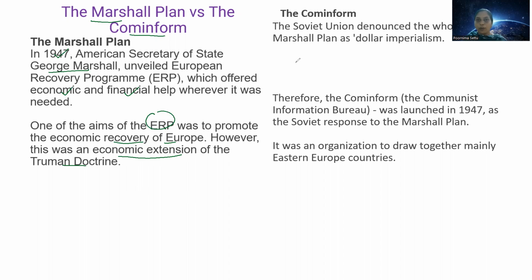However, this is from the Truman Doctrine. We'll see about the Comintern. The Soviet Union denounced the whole idea of the Marshall Plan as dollar imperialism. The Comintern is the Communist Information Bureau, launched in 1947 as a Soviet response to the Marshall Plan. It is an organization to draw together mainly Eastern European countries.